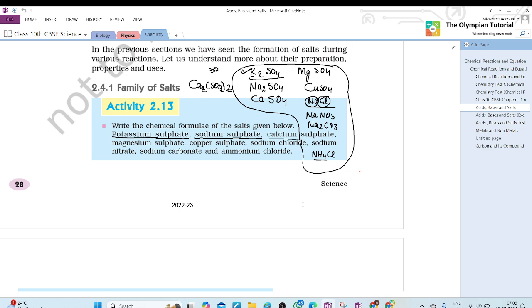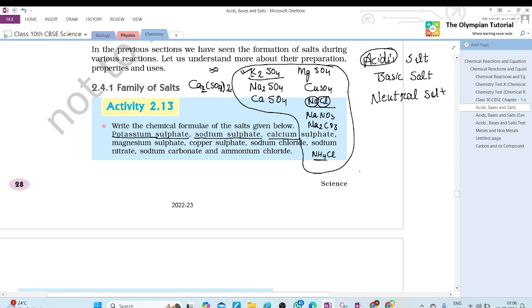Very good. Now, can you tell me about acidic salt, basic salt? Ma'am, acidic salt is formed when the acid is stronger than the base which it is reacting with, and basic salt is formed when the base is stronger than the acid which it is reacting with, and a neutral salt is formed when two equally strong acid and base react together or equally weak acid and base react with each other. Very good. Acidic salt means acid is stronger than base. Basic salt means base is stronger than acid. Neutral salt means acid and base both have the same capacity.